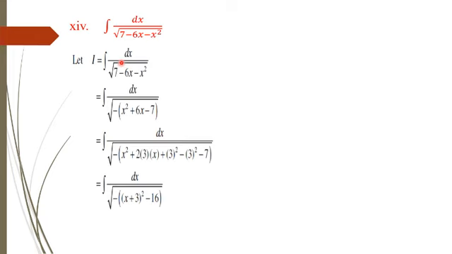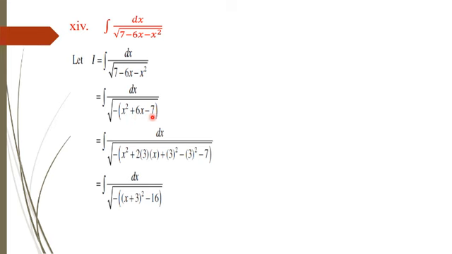Now, the next question is question number 14. Integration of dx over square root of 7 minus 6x minus x square. Taking negative common, because we have to convert this into the simple quadratic form. What is the quadratic form? The first term is x square with a positive sign, so we can take negative common: minus (x square plus 6x minus 7).